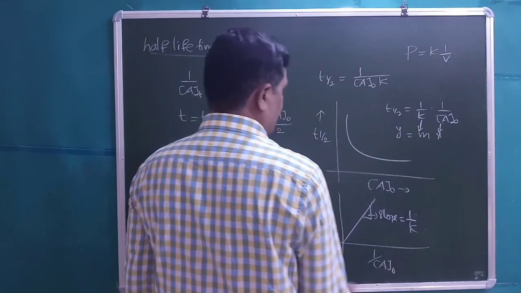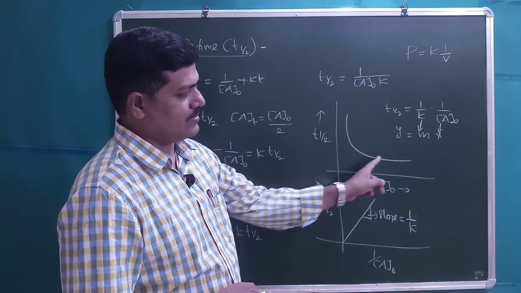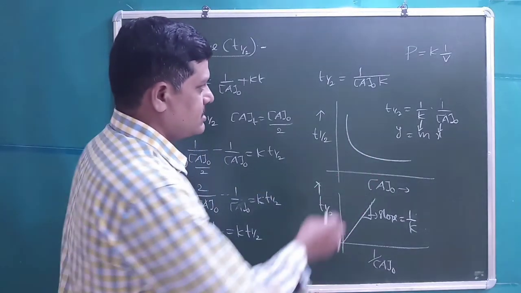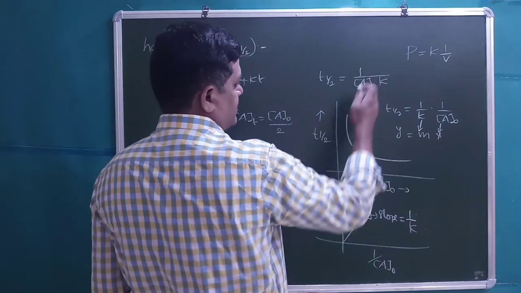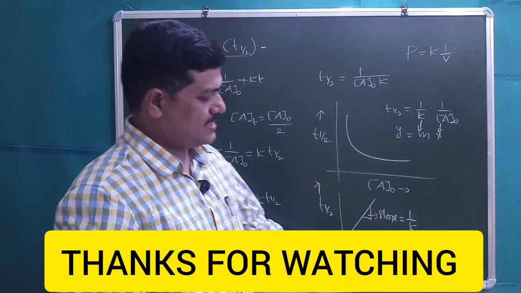Students, when we draw a graph of A naught versus t half, we get a curve like this, exponentially decreasing. So this is similar to the PV curve in the Boyle's law equation, right? So this is about the second order kinetics.